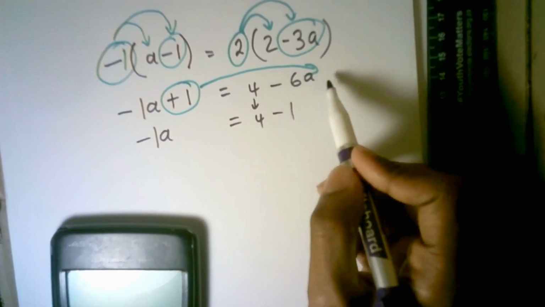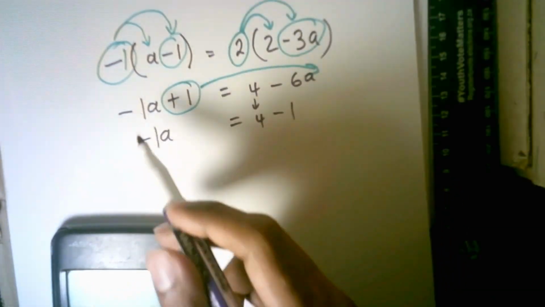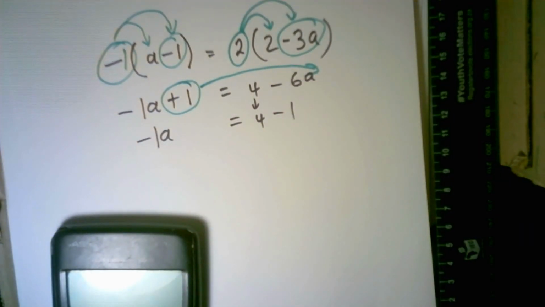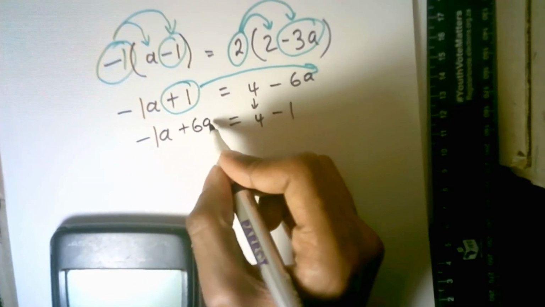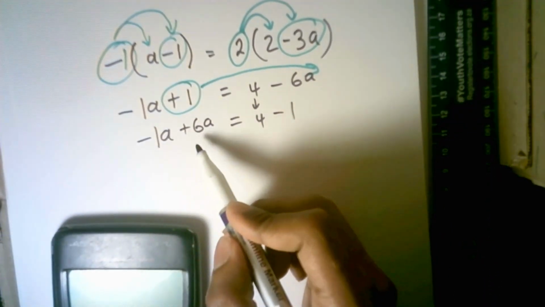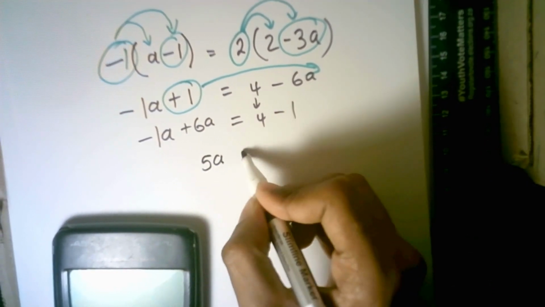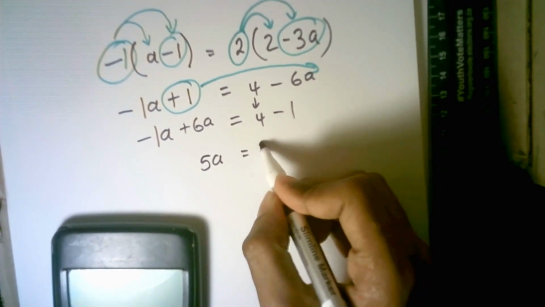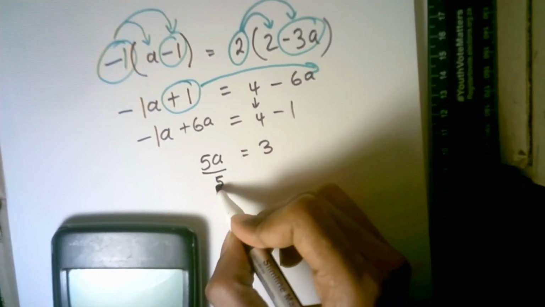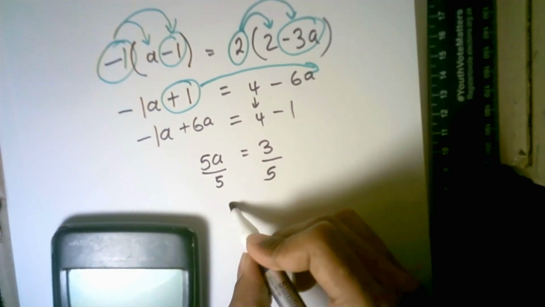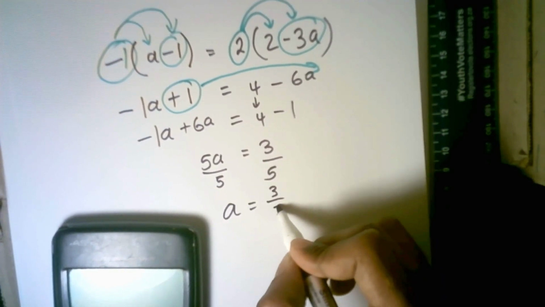And negative 6a, I'm going to take it to the left-hand side of the equation, it's going to become plus or positive 6a. So I have negative 1a plus 6a, which is 5a, is equal to 4 minus 1, which is 3. I divide the left-hand side by 5, the right-hand side by 5. A is equal to 3 over 5.